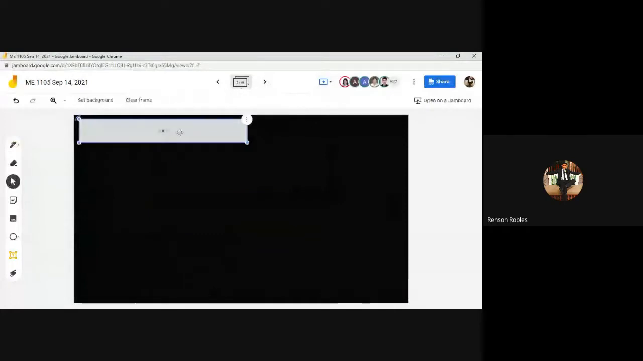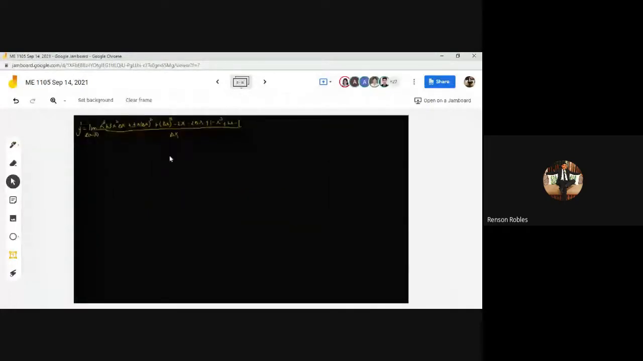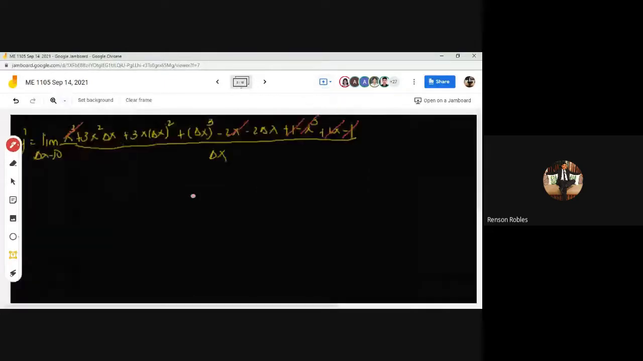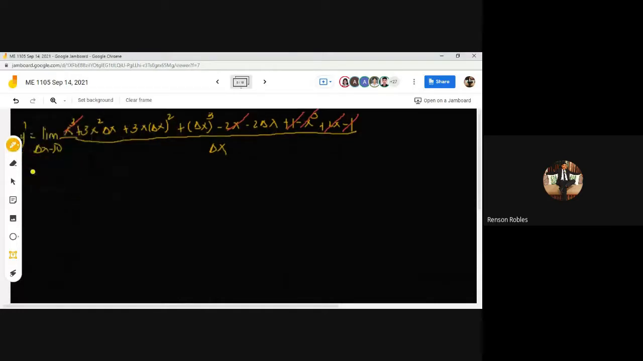All right. And then we can combine. Allow me to enlarge. And then let me combine things that need to be combined. X cubed, negative x cubed. Positive 1, negative 1. 2x, negative 2x. What else? No more? And as you can notice, what is left contains delta x, so equals limit. Do not remove this annotation. And you can observe that what is left on the numerator all contains delta x.